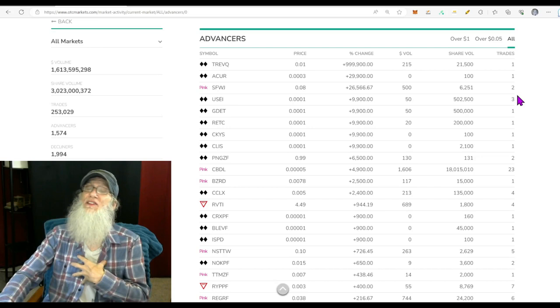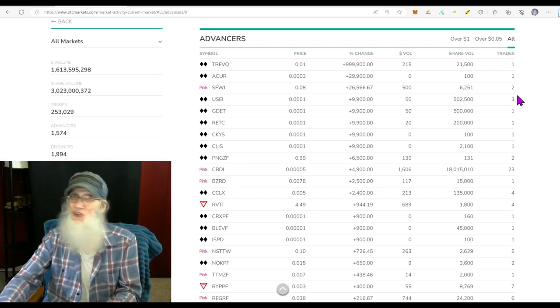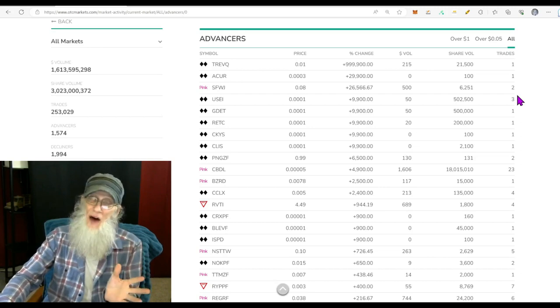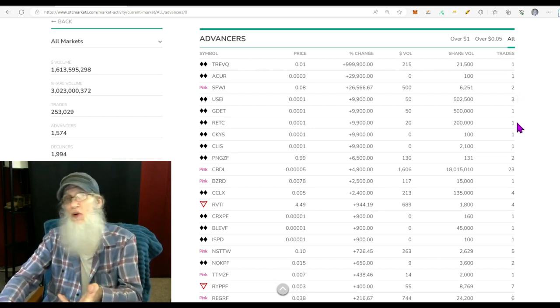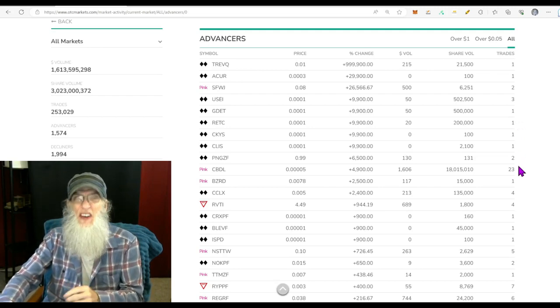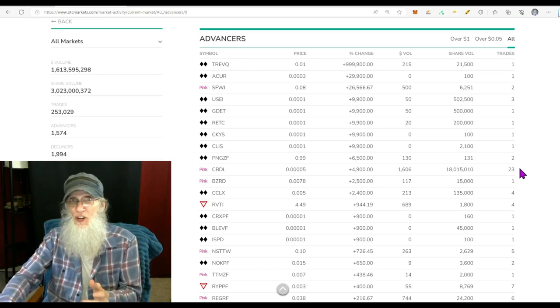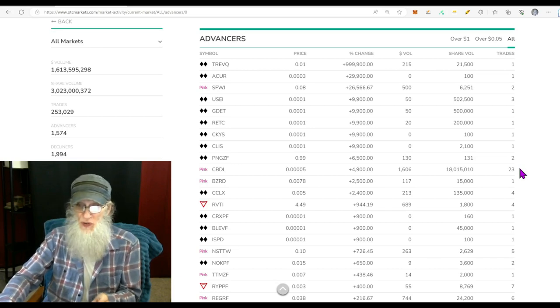Honestly, I would like to see triple digits. Now that sounds like a big deal. It didn't used to be. Back when we had a lot of volume and a lot of fluidity on the markets, I could come here anytime during the day and see lots of stocks that had hundreds, even thousands of trades in a day. It's not like that anymore. Now I'm happy to find high double digits and get excited when I see triple digits.